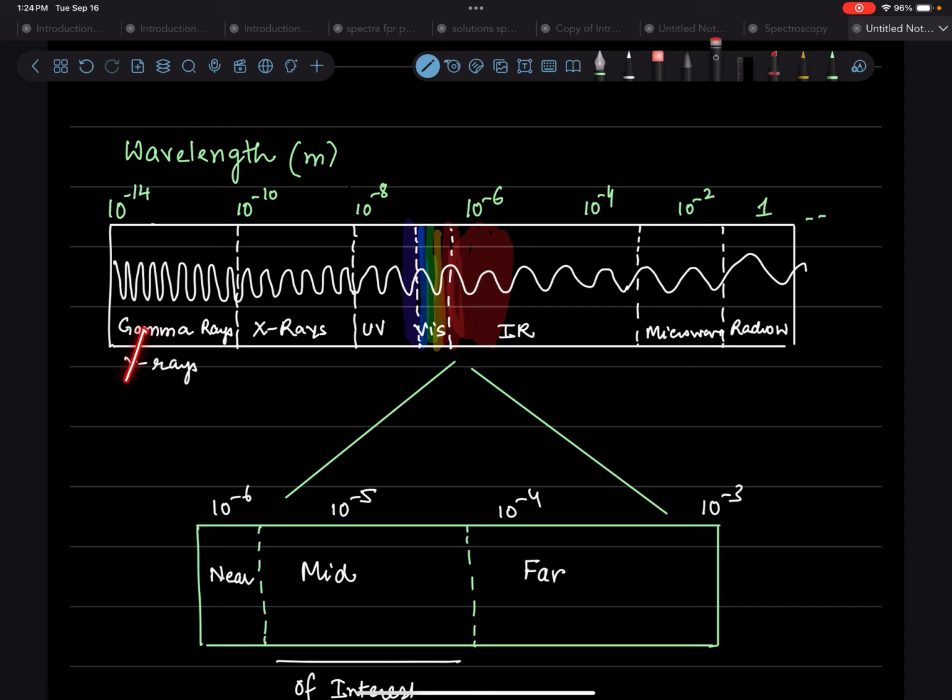So gamma rays are the most energetic, and radio waves are the least energetic in this spectrum range. This visible range represents VIBGYOR, violet, indigo, and so on. This particular region is called the infrared region, inferior to red in terms of energy. This region is ultraviolet, which means superior to violet in terms of energy.